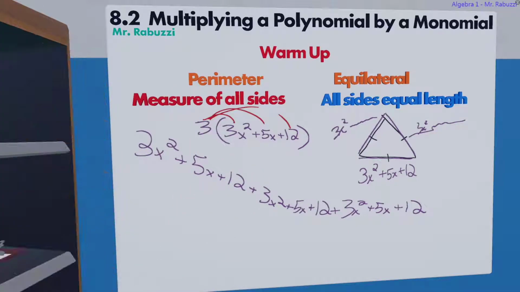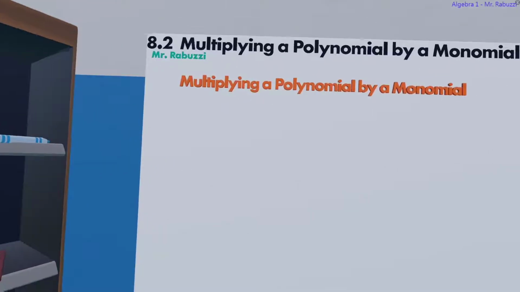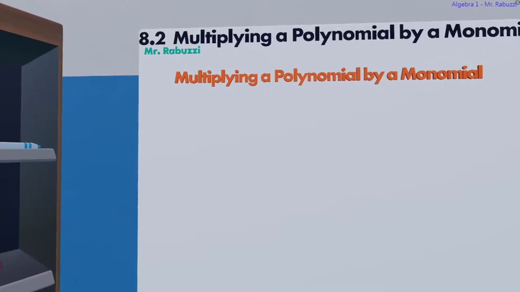All right, so we could distribute this 3. You do 3 times the first, the second, and the third number, and you would get the same answer. I'm not going to do it here. You can try it in your warm-up now that I've helped you set it up. But let's move on to today's topic.